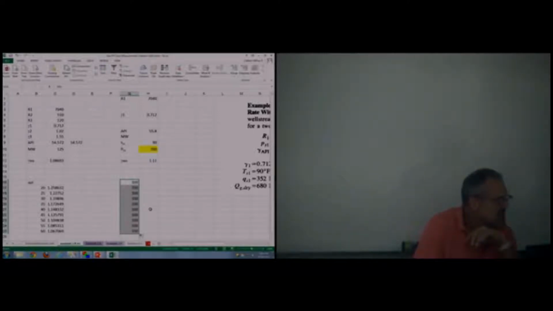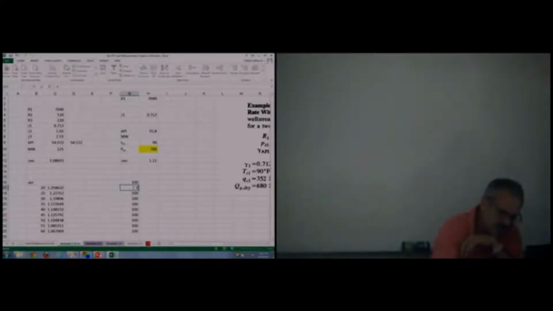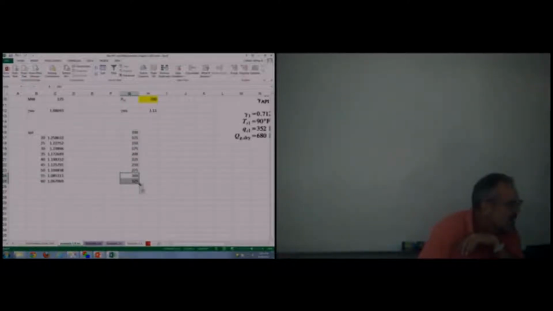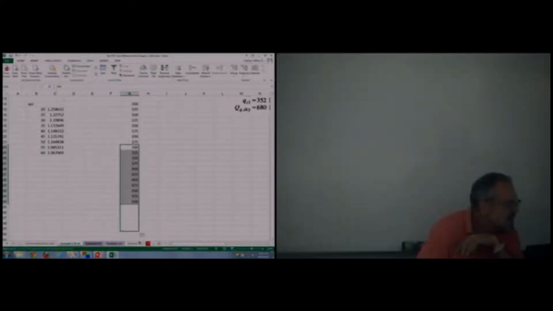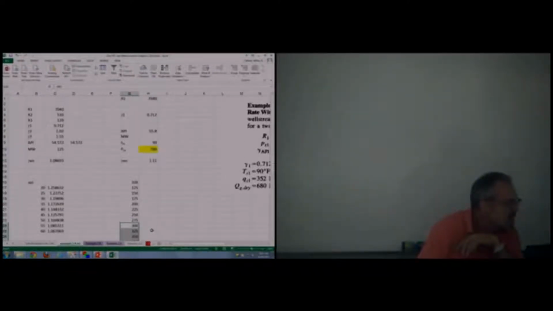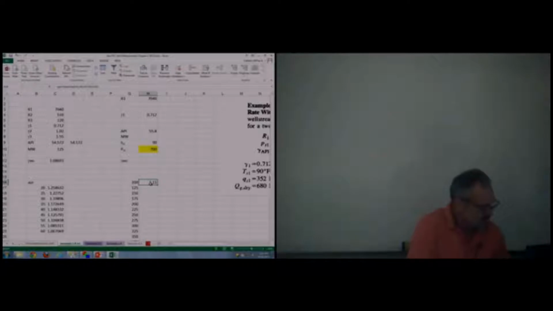I need to look at this function. Cumulative gas production for what time period? Here's the other way to do it. Since inception, since start of production? No, I mean 2 days. Well, it's dry gas. Cumulative production. Cumulative dry gas.